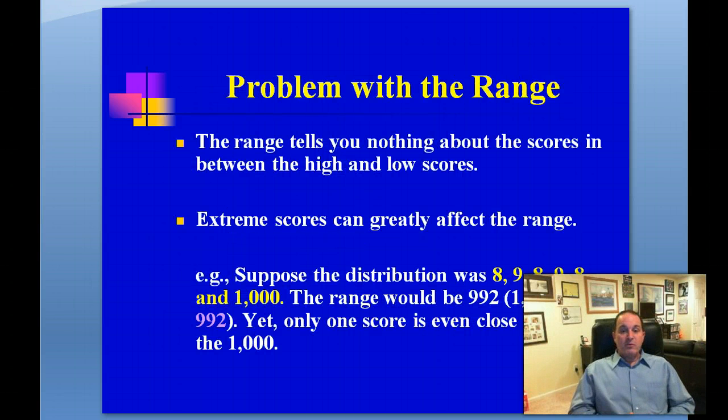Now, one thing to note is that the range tells you nothing about the scores in between the high scores and the low scores. So just like with the mean, extreme scores can greatly affect the range. For example, suppose you had a distribution of 8, 9, 8, 9, 8, and 1,000. The range would be 992 because we would take 1,000 as the high, subtract 8 as the low, and 1,000 minus 8 is 992. Yet, as you can see, there's only one score that's even close to 992, and that's the 1,000. So just like with the mean, the problem with the range is that extreme scores can greatly affect it.